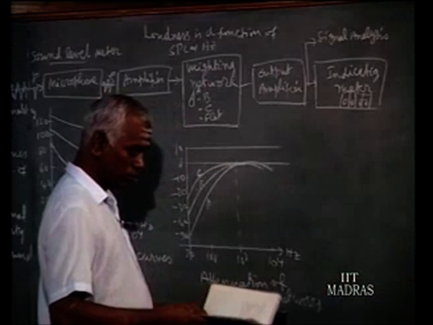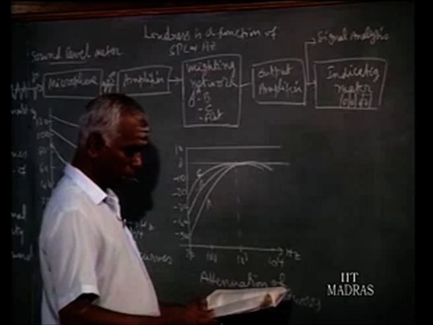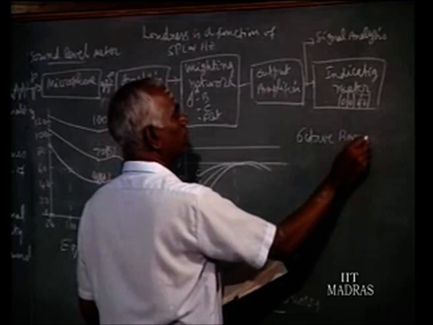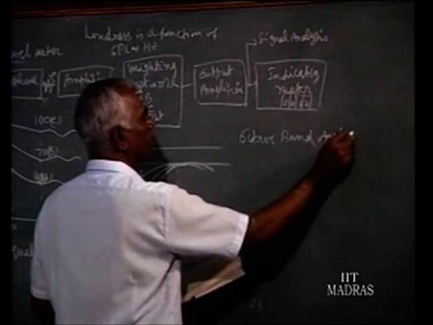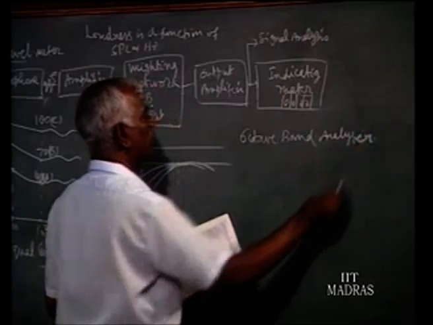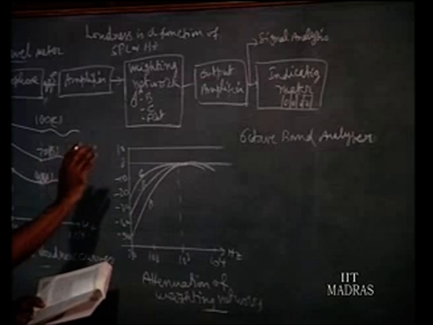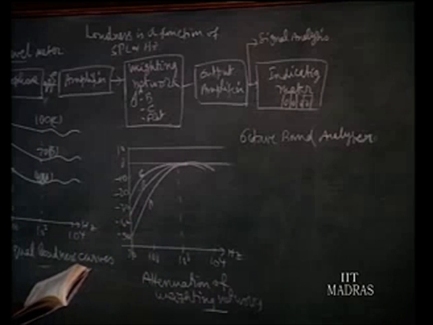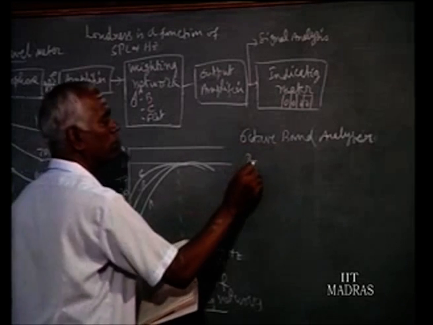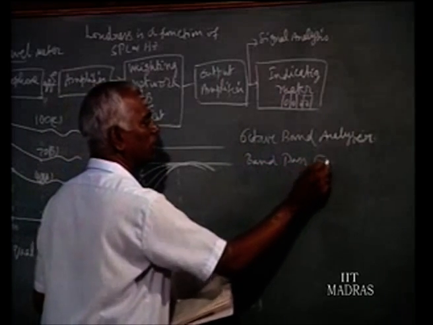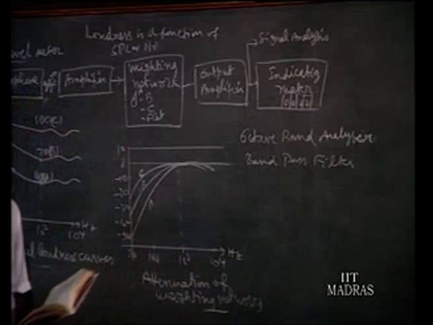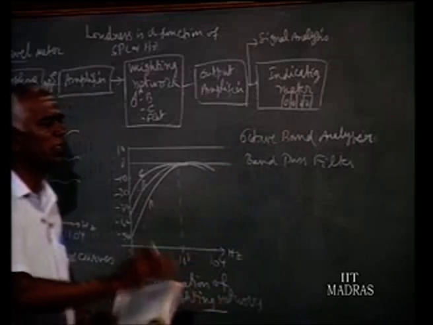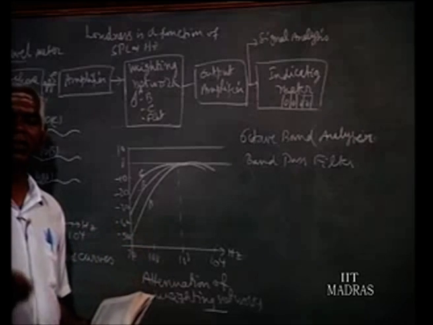It is done with the help of an octave band analyzer. What it does, octave band means it will have a set of band pass filters. The center frequency of each band pass filter and the subsequent band pass filter will have a ratio of 2. That is why it is called octave band pass filter.